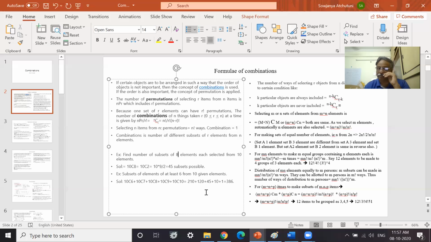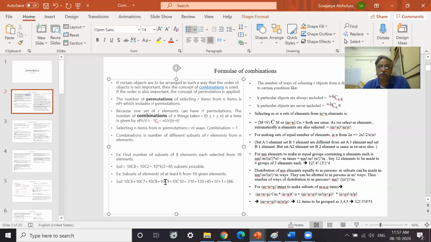Okay. Now suppose at least 6 from 10. Earlier it was 8 elements. Here we are talking of at least 6. So it can have 6 elements in one set, another set can have 7 elements, 8 elements, 9 elements, like that. So we have to add all the possibilities. For 6 elements, it is 10C6. For 7, it is 10C7, 10C8, 10C9, 10C10. So many subsets I can make from at least 6. At least 6 means 6 and above. So I'm taking 6 group in so many ways, 7 group, 8 group, 9 group, 10 group, and add all these, I'm getting 386.